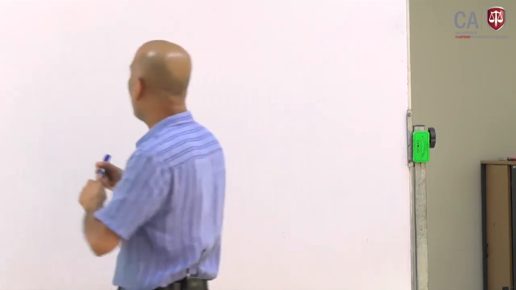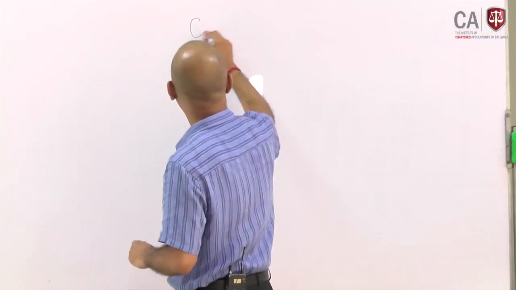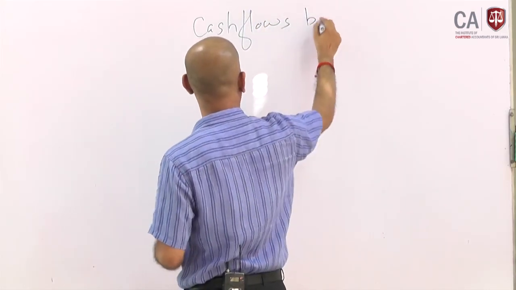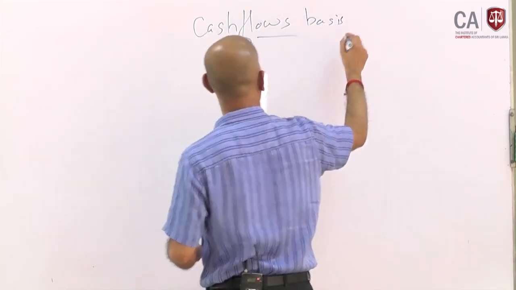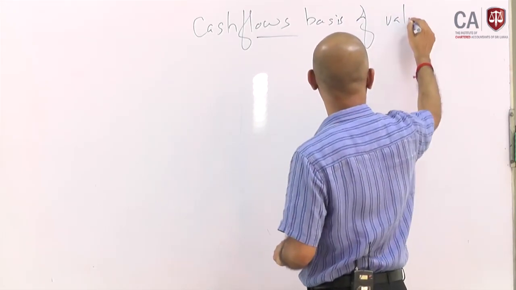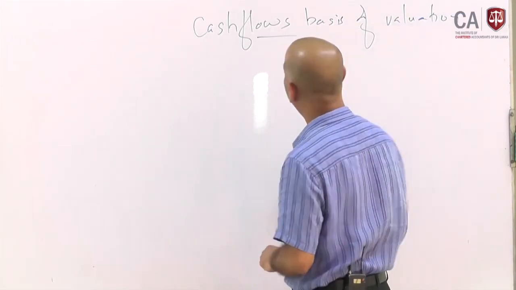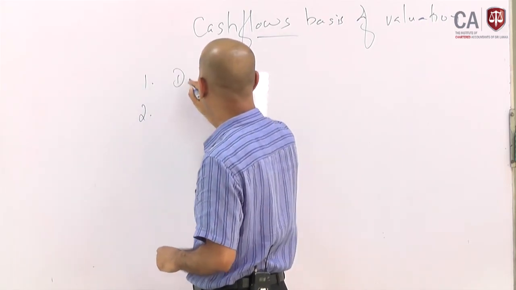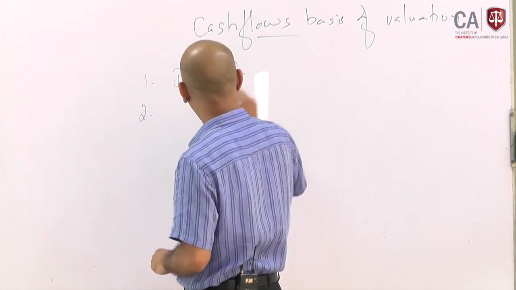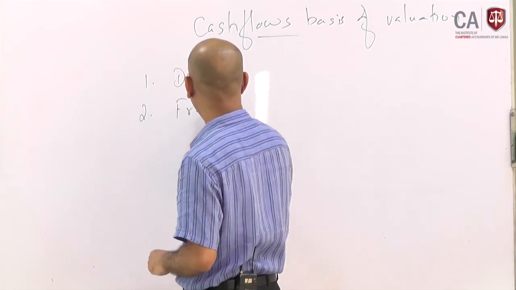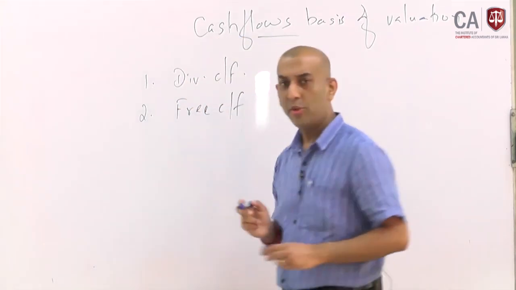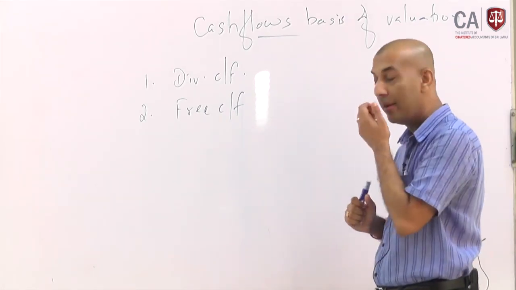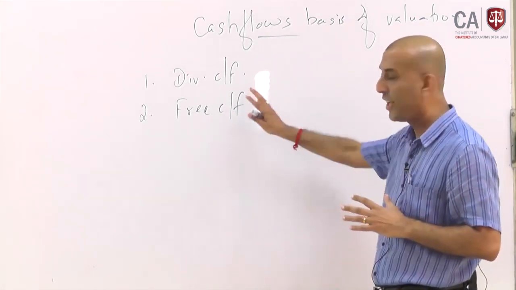The third important method is the cash flow basis of valuation. Under the cash flow basis of valuation, there are two types of cash flows. One is dividend cash flows, and the second is free cash flows. So please note, there are two types of cash flows we are going to look at: the dividend cash flow method and the free cash flow basis.